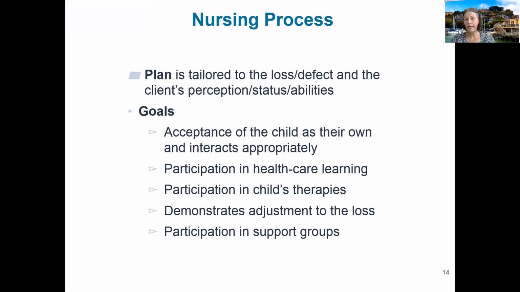So we have to develop a plan based on what the parent's perception is, what the parent's abilities are, and their own unique culture, all those things. We want them to accept their child, interact appropriately with the child, participate in healthcare and learning about this child's problem, participate actively in all the child's therapies, adjust to this loss and incorporate it into their new life. There are loads of support groups for parents of children born with congenital anomalies or lifetime deficits or with loss. There's a support group for every one of those parents, and we need to help identify where those groups are in your community.